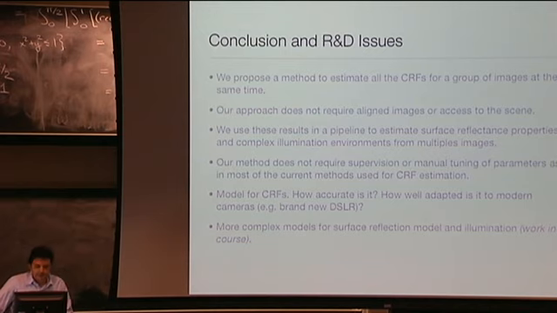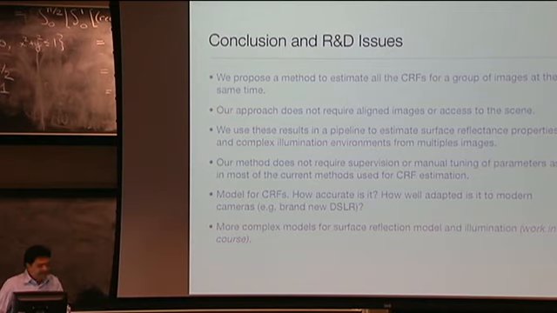Okay, some conclusions. We have proposed an approach to recover the camera radiometric calibration using a set of images. Compared to other methods, our approach doesn't require aligned images or direct access to the scene. Moreover, our method is completely automatic and doesn't require supervision or manual tuning of parameters. We believe that our results can be useful in a joint estimation of surface reflectance, illumination, and radiometric calibration using more complex models, for example, for the BRDF.